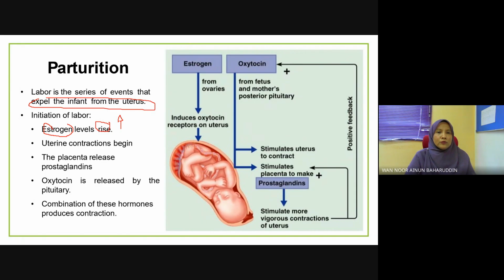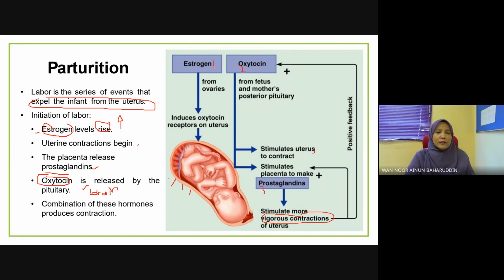So the uterus itself has a lot of receptors, and the oxytocin receptors are activated on the uterus. So uterine contraction begins, the placenta releases prostaglandin, and oxytocin is also released by the pituitary of the brain. So it's not only estrogen, prostaglandin and oxytocin are also involved. The combination of these three major hormones induces contraction. Oxytocin from the brain, and from the fetus, can stimulate uterus contraction and also stimulate the placenta to produce prostaglandin, and these three can stimulate vigorous contraction.